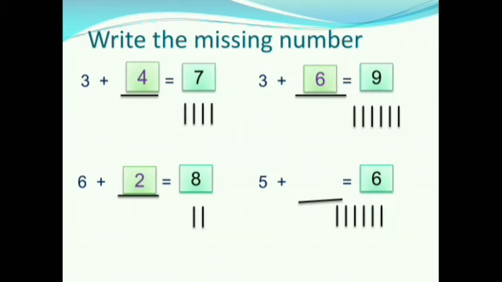5 plus dash is equal to 6. So we want our answer to be 6. We have drawn 6 lines for it. But we have 5 in our question. So we will remove 5 lines. Now, how many lines are remaining? Only 1 line is remaining. So the missing number is 1. 5 plus 1 is equal to 6.